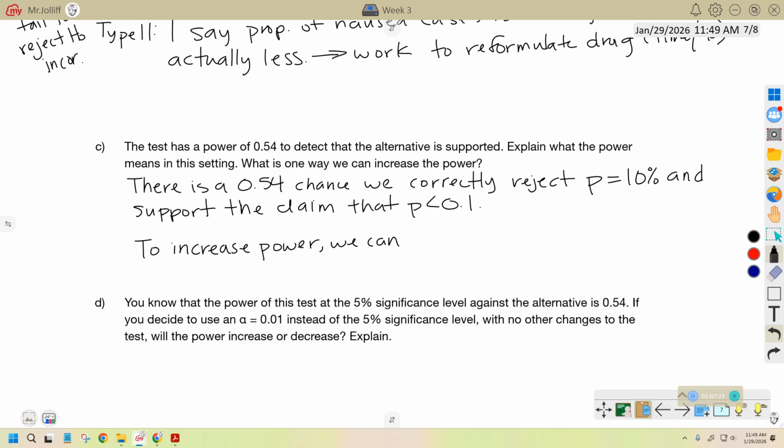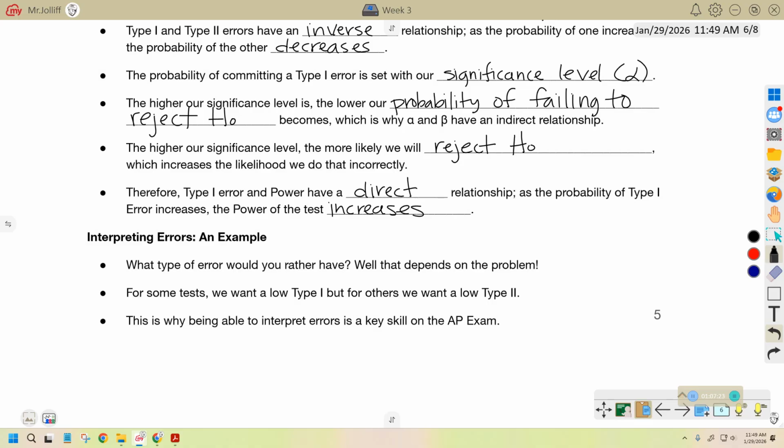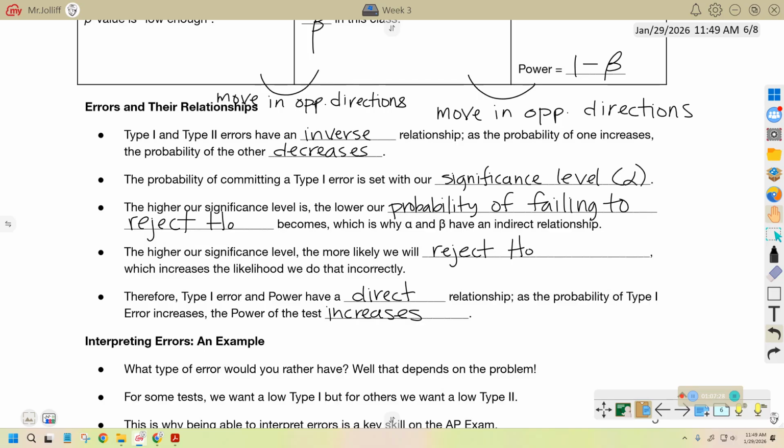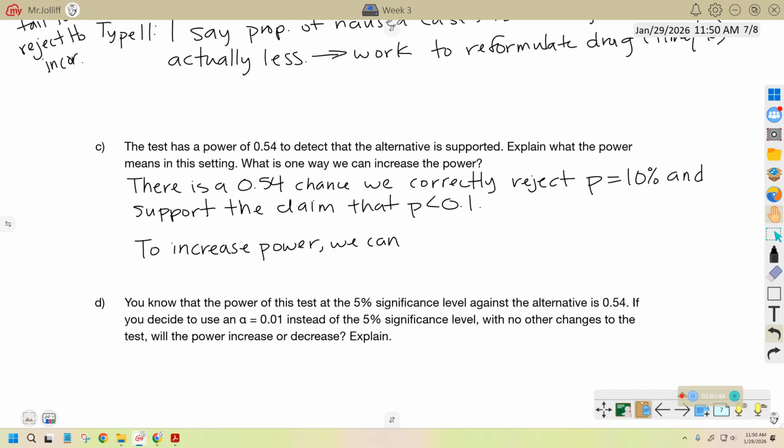So I go back, and we go here. Type 1 error and power have a direct relationship. As type 1 error increases, power increases. If I want to increase power, what do I increase? Type 1 error, which is my alpha, my level of significance, which is the only thing I have control over. I don't have direct control over type 2 error percentage. I don't have direct control over power, but I do have control over my significance level, alpha.